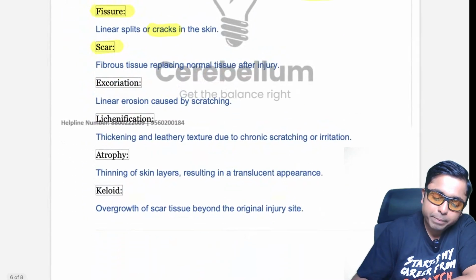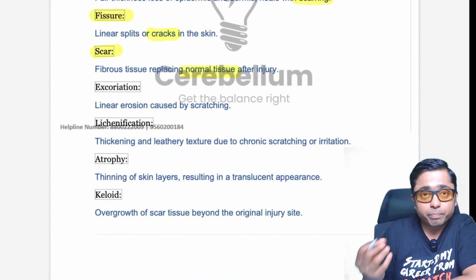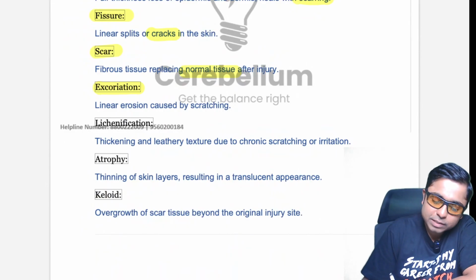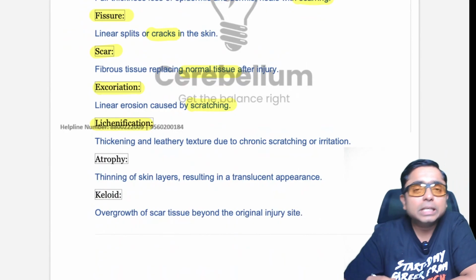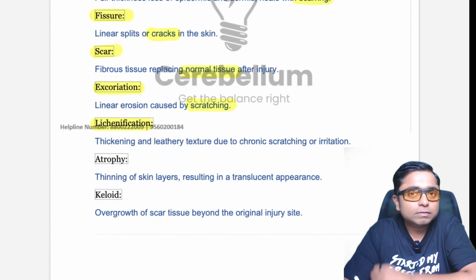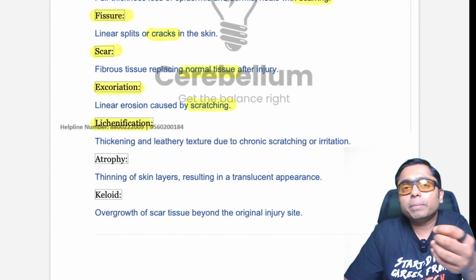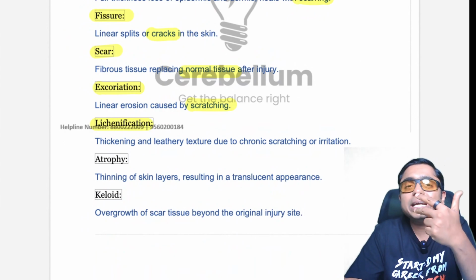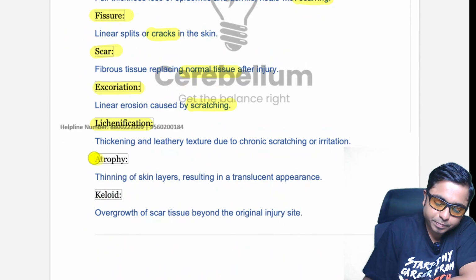A scar is the fibrous tissue which replaces the normal tissue after injury. That is called a scar. Excoriations are linear erosions caused by scratching. Lichenification is actually a protective mechanism of the skin because of long-standing scratching. What will happen? The skin is going to become thickened, it is going to become hyperpigmented, and it is going to have increased skin markings. All these put together are called lichenification.